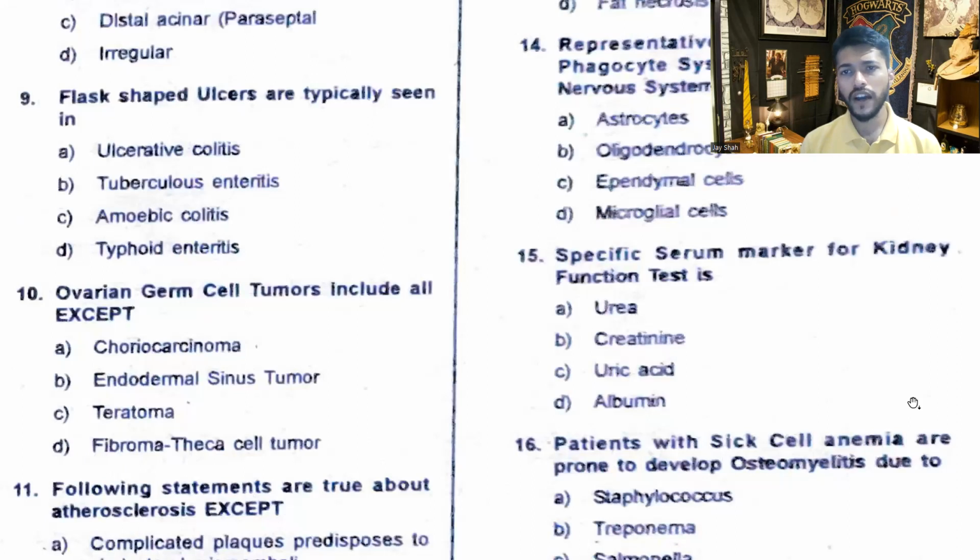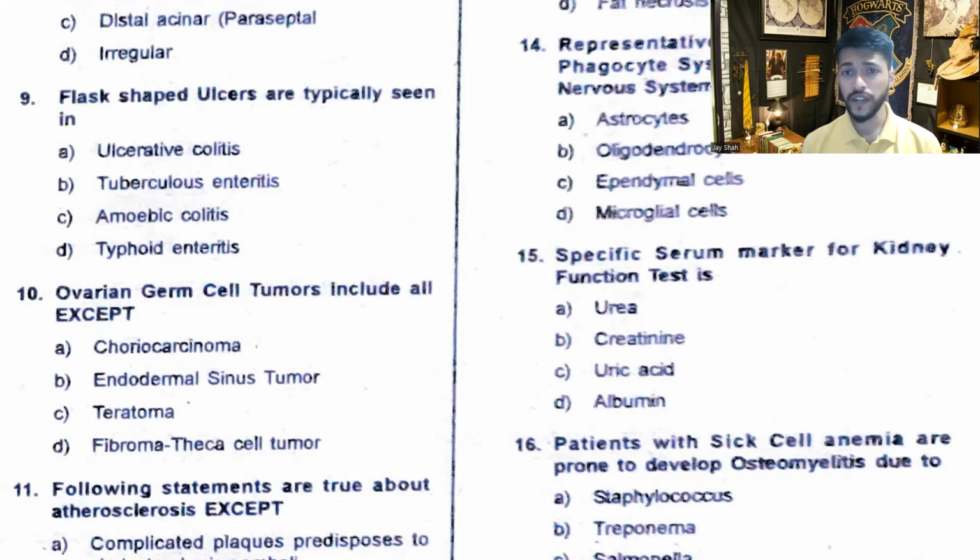Representative of mononuclear phagocyte system in CNS. Now in CNS you have neurons and you will have neuroglial cells. The neurons are basically your nerve cells and neuroglia are your supporting cells. So which are the supporting cells and what are their functions? Very important, very high focus.